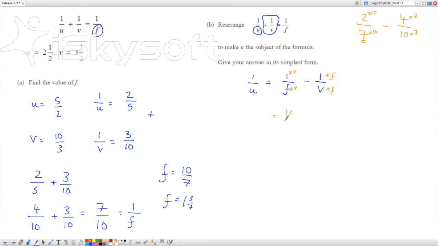So then we have v over fv minus f over fv. Denominators are the same, so the numerators: v minus f over fv equals 1 over u. Okay, so let's find the reciprocal. So that's u. Flip our fraction here: fv divided by v minus f. And here we have rearranged this formula to make u the subject.